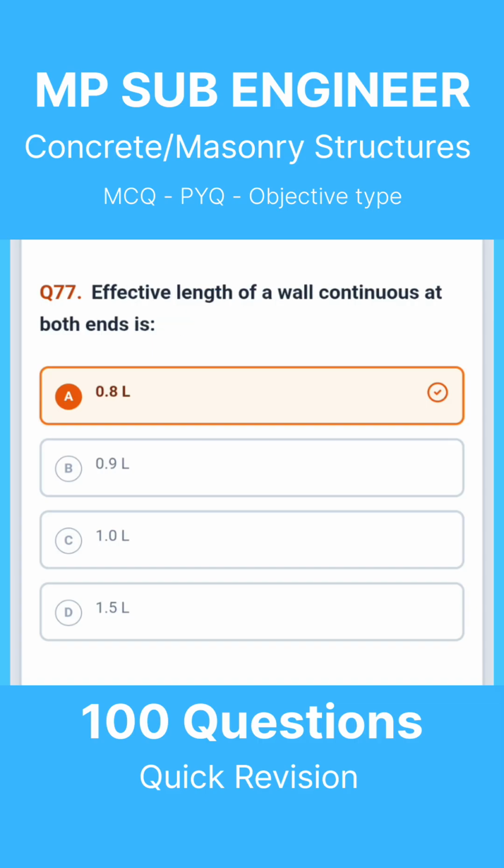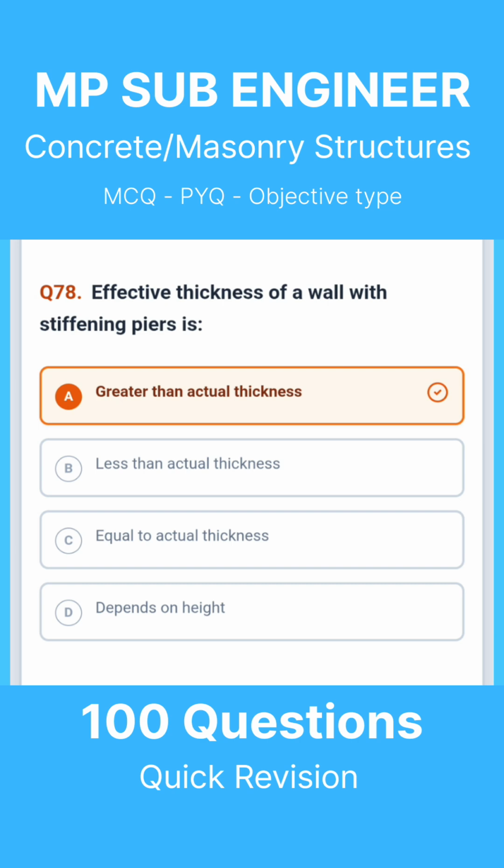Question 77. Effective length of a wall continuous at both ends is. The correct answer is 0.8 L. Question 78. Effective thickness of a wall with stiffening piers is. The correct answer is greater than actual thickness.